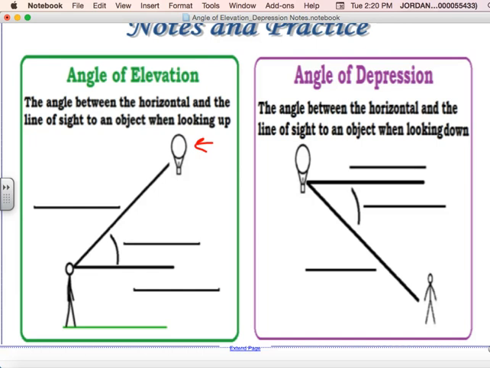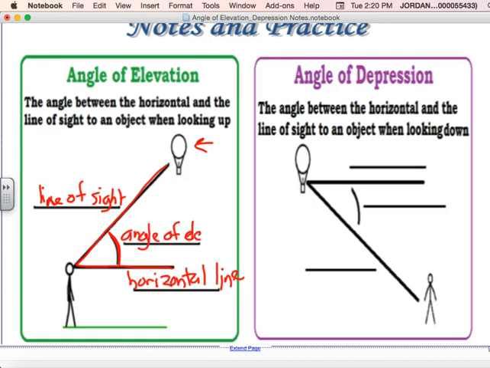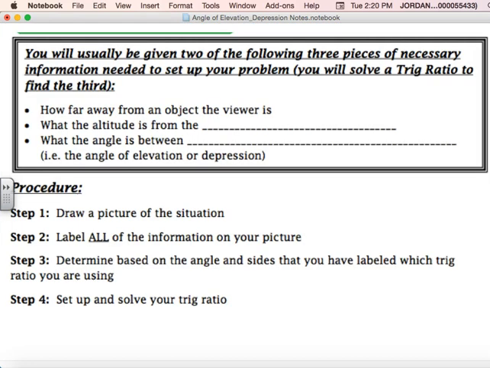So this first line you have down here where they're looking out is called the horizontal line or the horizon line, and then the line that they're looking up at is the line of sight. Okay, so those are the two lines, and the angle in between those lines we call the angle of elevation. Alright, so let's go and do some problems with angle of elevation.